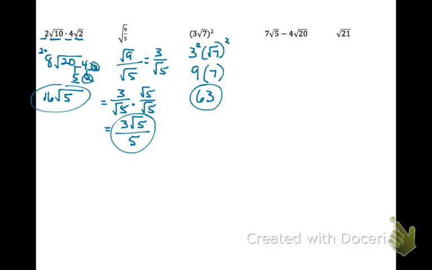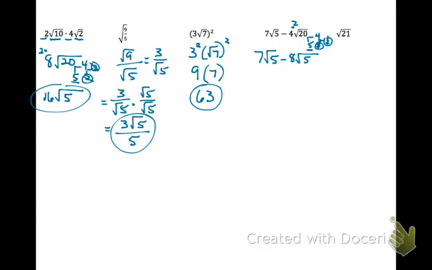7 times the square root of 5 minus 4 square roots of 20, you cannot combine those because your square roots are different. But what we can do is simplify the square root of 20. It has a perfect square as one of the factors, square root of 4, which is 2. We'll take that 2, we'll multiply it by the 4 that was already there, so we'll get 8. And then the factor that's left is that 5.